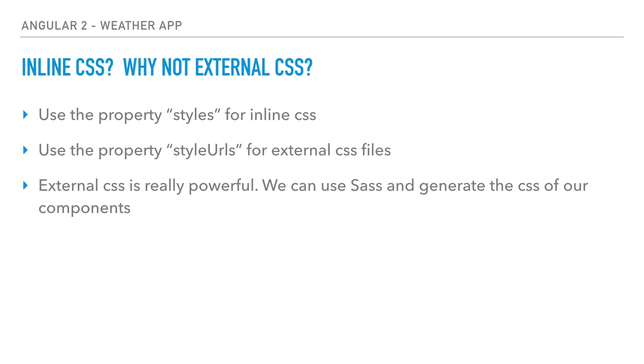Oh, but then we have really long CSS inside our components. I don't like that, right? That's what you could think about right now. So what we did before was inline CSS, but yes, we can do external CSS also. This is another option. It's really powerful. And also, if you like Sass, you can generate the CSS with the compiler and then just point to the final generated CSS.